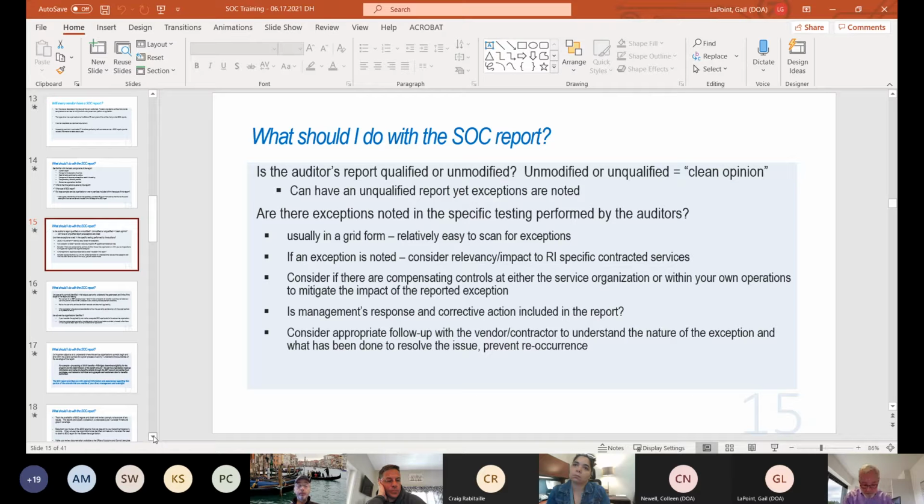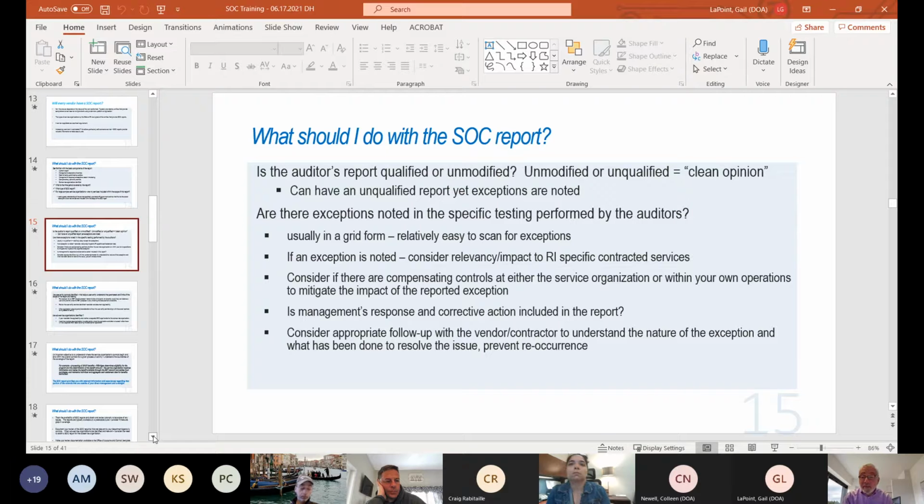So skipping over to slide 15. What should I do with the SOC report? Is the auditor's report qualified or unmodified? If it's unmodified or unqualified, that's what people commonly refer to as a clean opinion. Basically they're opining and saying, everything looks good. We didn't find any exceptions that would cause us to give a qualified opinion.